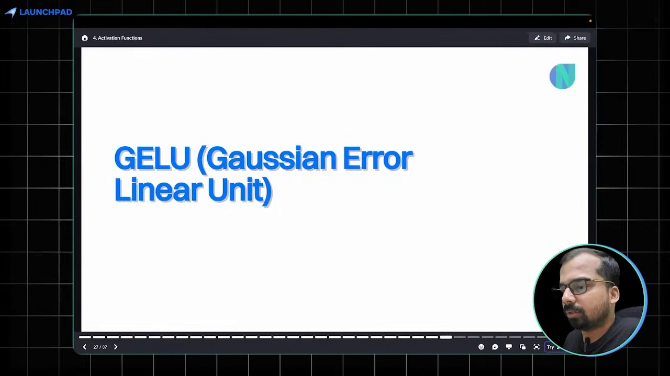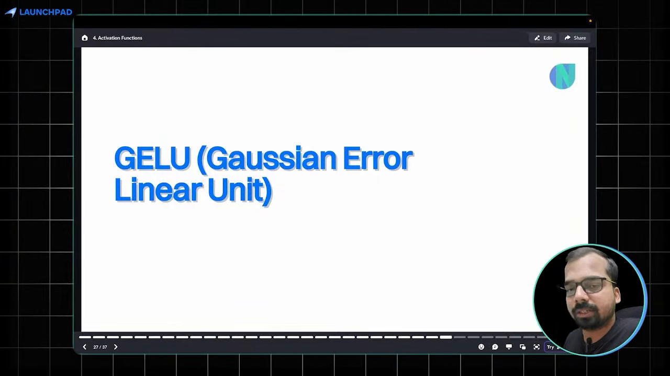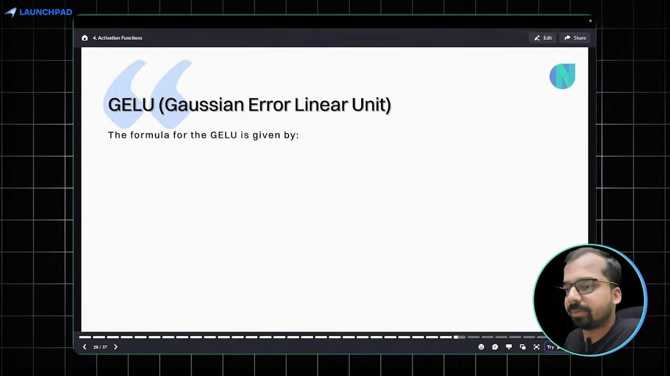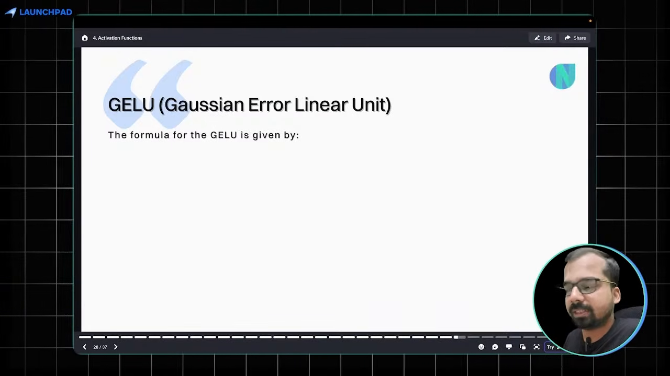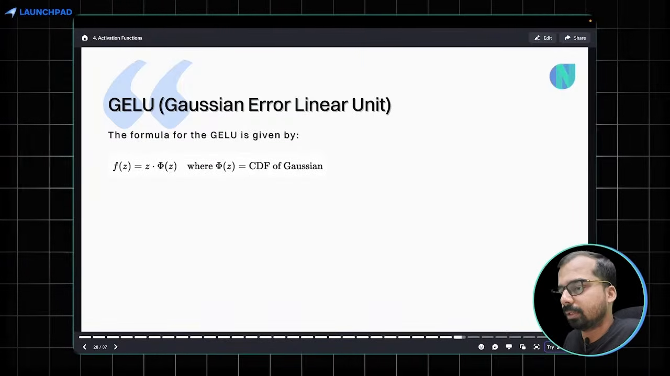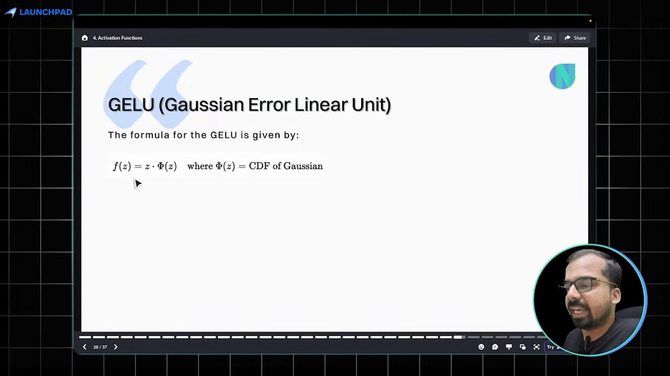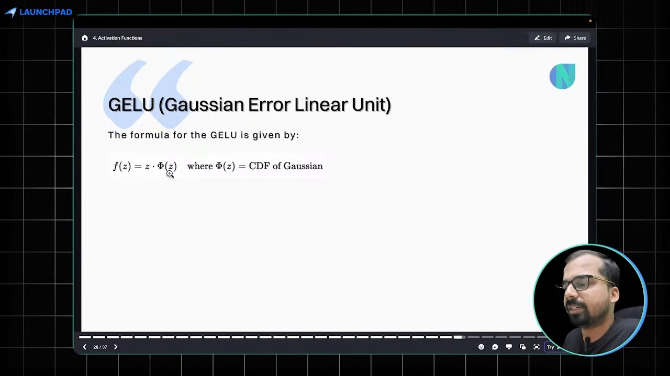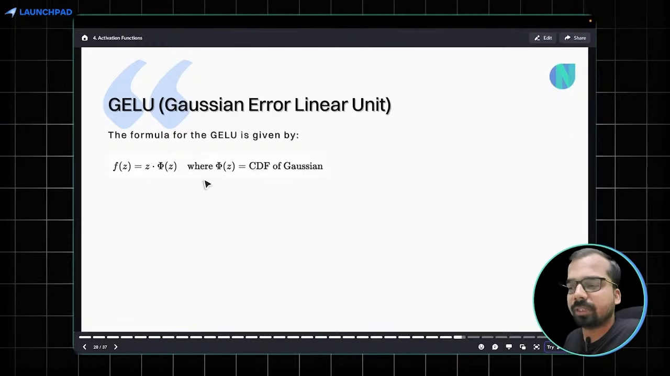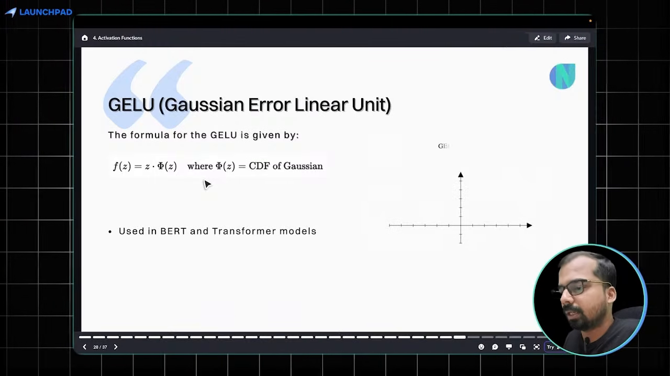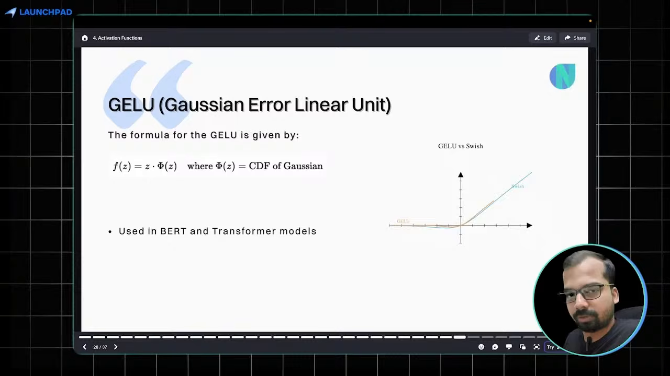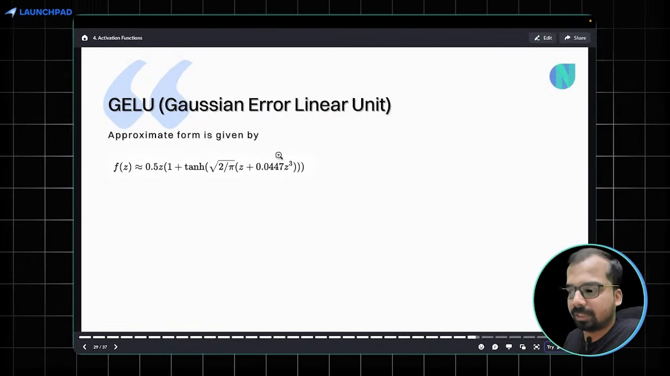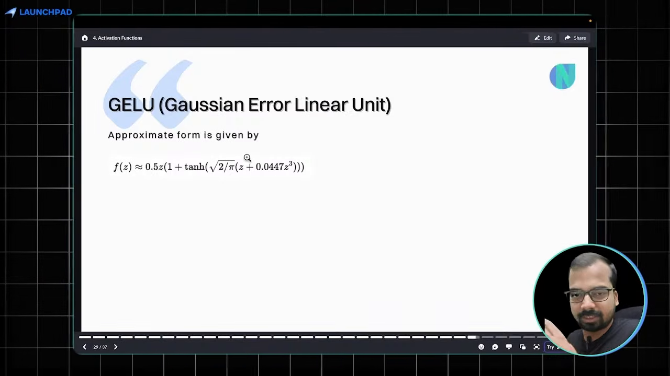Then there is something called GELU, Gaussian error linear unit. It's quite popular in transformers. By transformers, I mean if you have used ChatGPT, you have basically used transformers. The formula for GELU is F(Z) equals Z times the CDF of the Gaussian of Z. It is quite useful in BERT and transformer models. Its approximate formula is given by this complex formula.